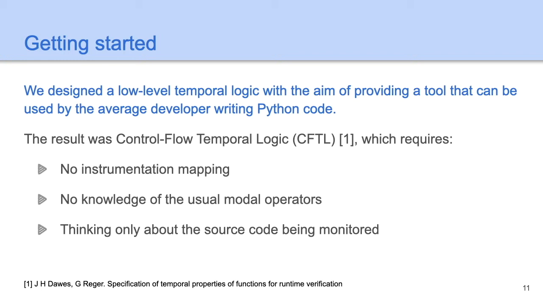Further, no knowledge of the usual modal operators such as next, until, or always is required, and this makes writing these specifications a little bit more straightforward for software engineers. And finally, the combination of the previous two, that is no instrumentation mapping and no knowledge required of the usual modal operators, means that a software engineer needs only to think about the source code that's actually being monitored rather than thinking about the mathematical background of their specification formalism. And this makes the specification process more straightforward.